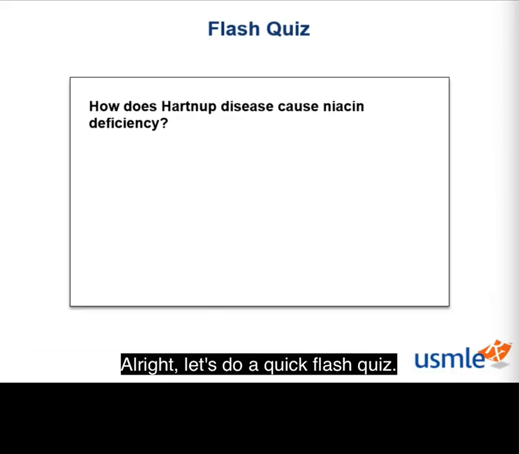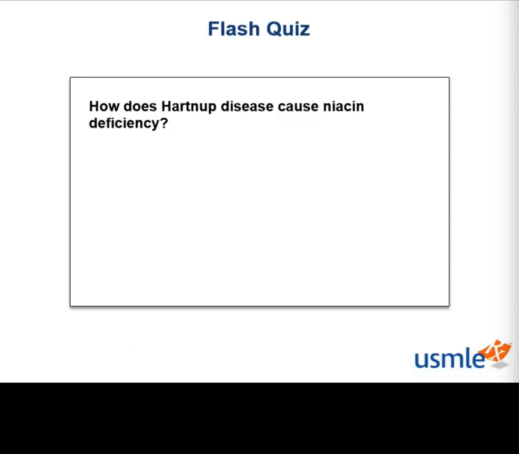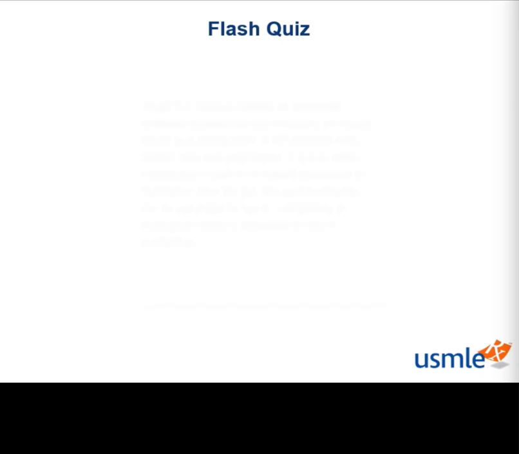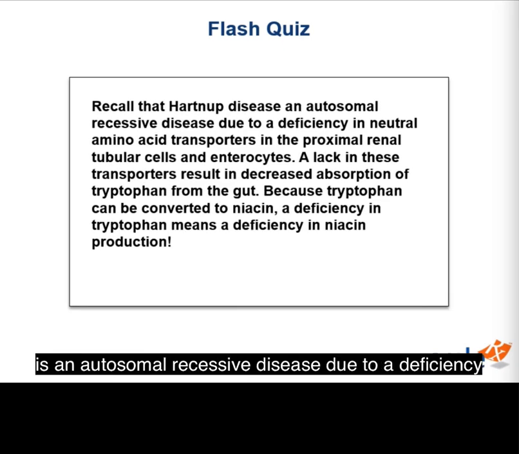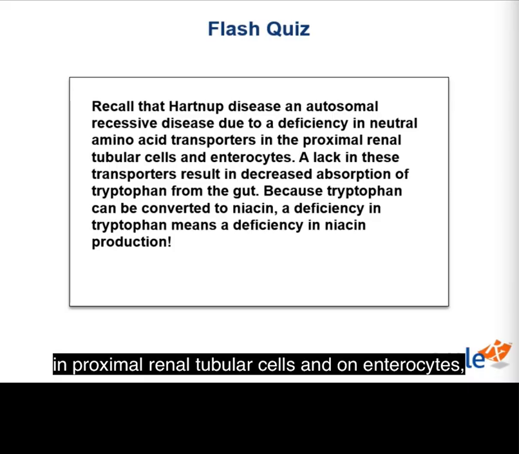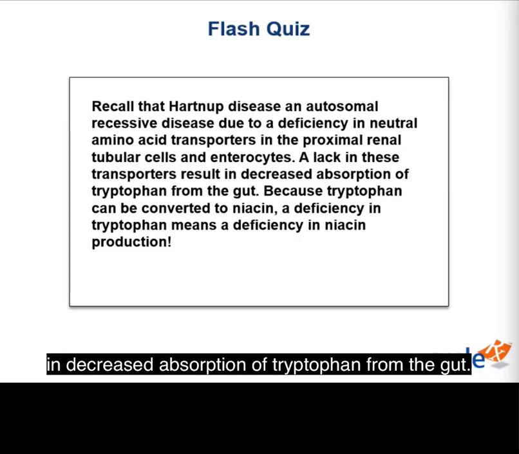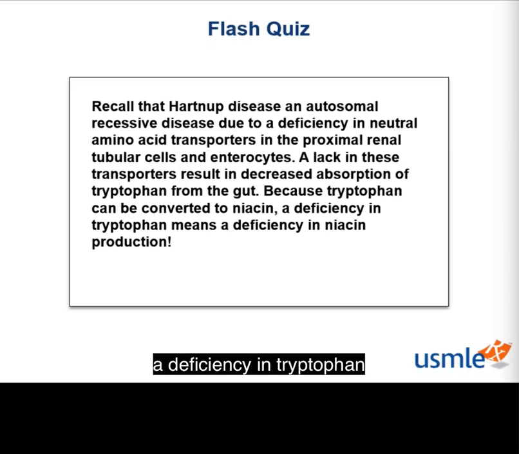Alright, let's do a quick flash quiz. How does Hartnup disease cause niacin deficiency? Recall that Hartnup disease is an autosomal recessive disease due to a deficiency in neutral amino acid transporters in proximal renal tubular cells and on enterocytes, such as tryptophan. A lack in these transporters results in decreased absorption of tryptophan from the gut. Because tryptophan can be converted to niacin, a deficiency in tryptophan means a deficiency in niacin production.